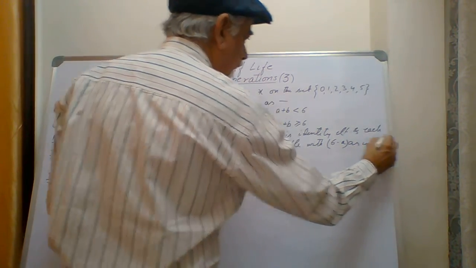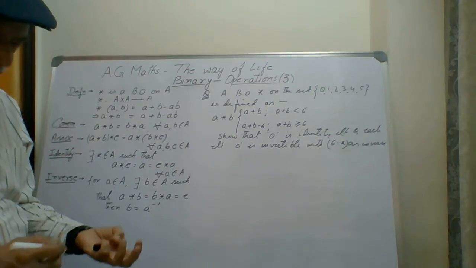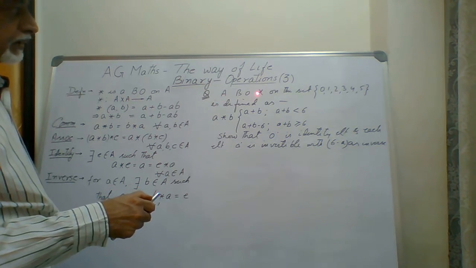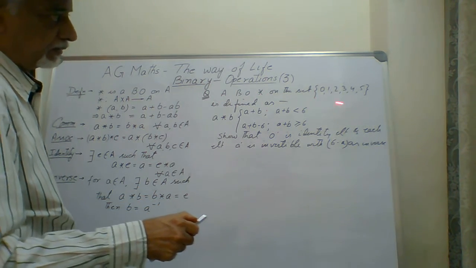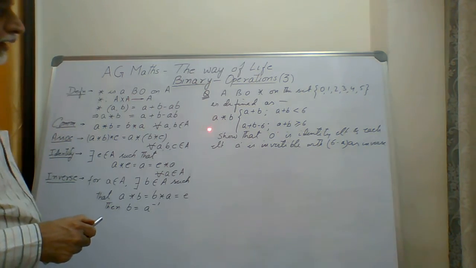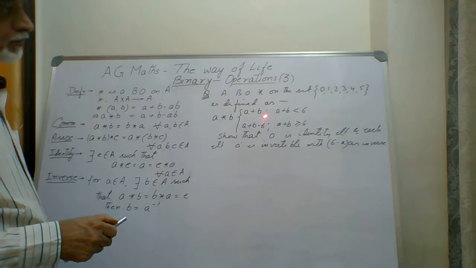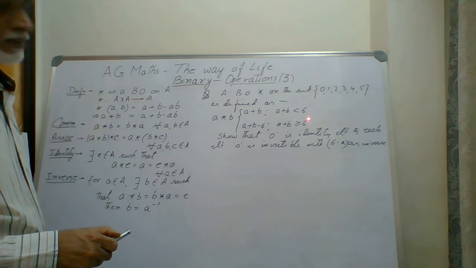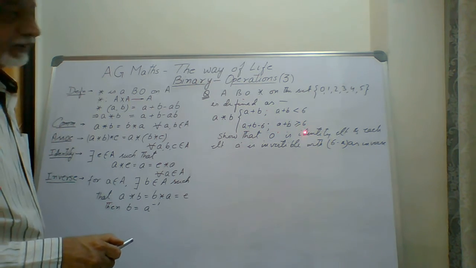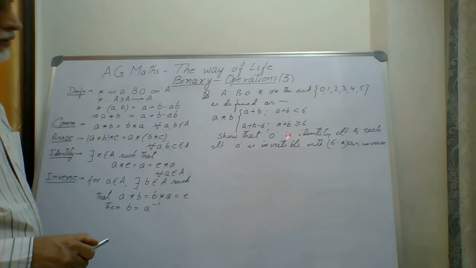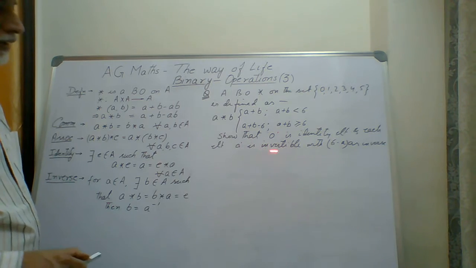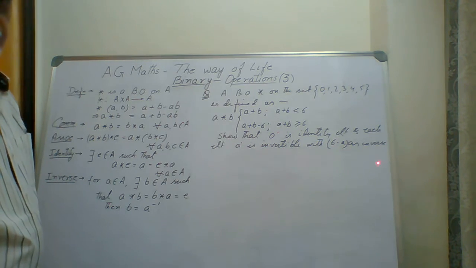Now the problem here says, look here, that a binary operation asterisk on the set, given as 0, 1, 2, 3, 4, 5, is defined as A binary B will be A plus B such that A plus B is less than 6, or it is A plus B minus 6 when A plus B is greater than or equal to 6. We have to show that 0 is the identity element and each element A in this set is invertible with 6 minus A as its inverse.